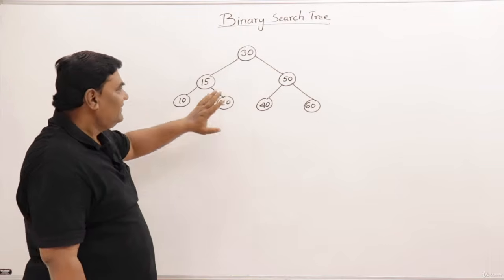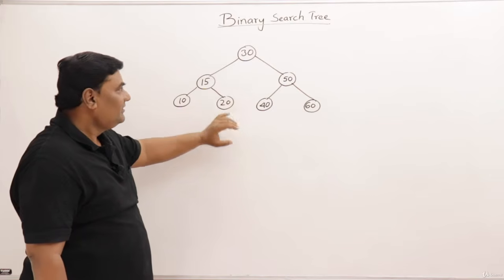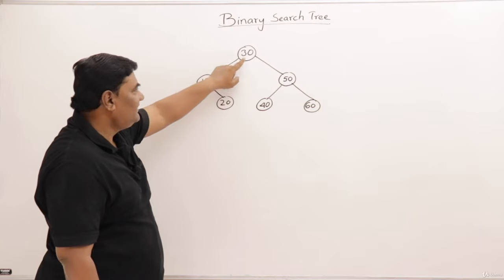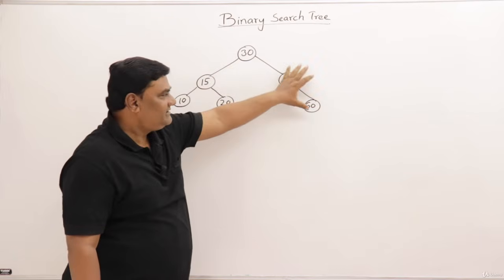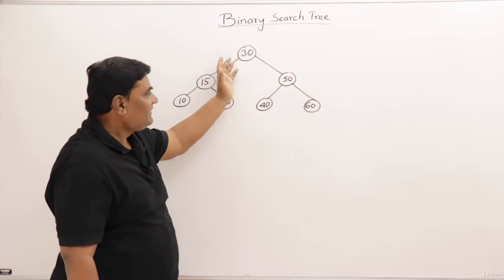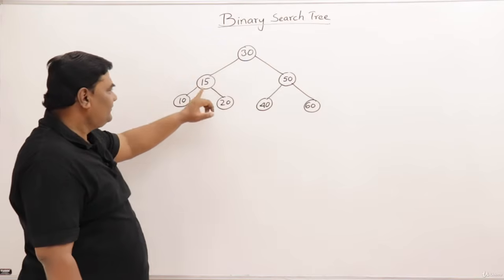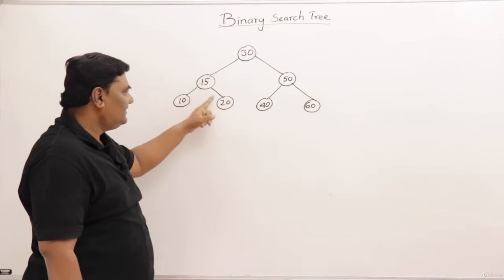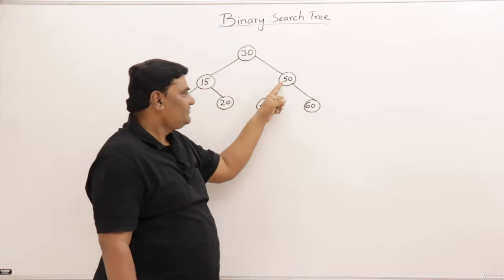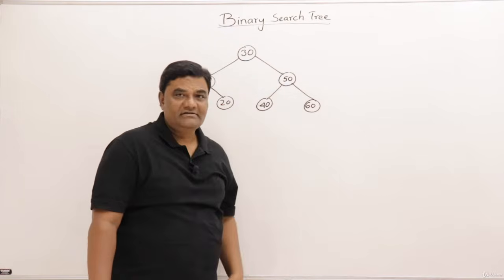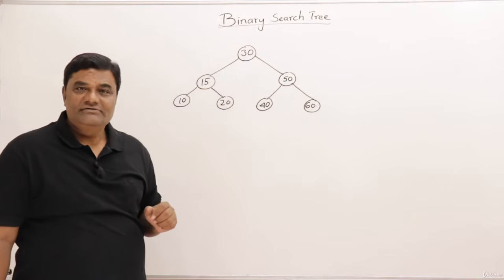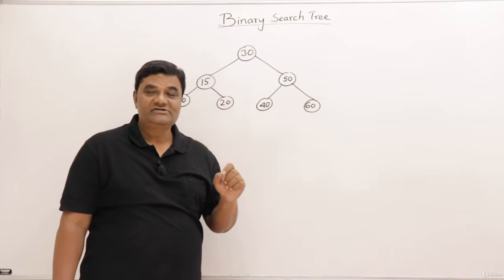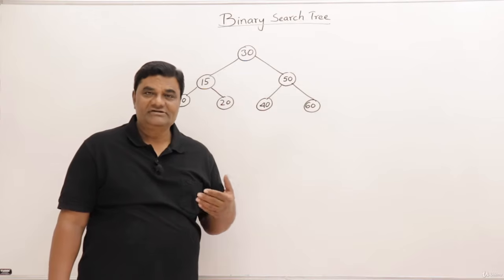Let me define it. It is a binary tree in which for every node all the elements in its left subtree are smaller than that node and all the elements in the right subtree are greater than that node. So if you look at this also, in the left subtree there is only one element that is smaller, and here the element is greater. For this node, this is smaller and this is greater. So this binary tree is useful for searching. That's why it is named as binary search tree. How it is useful for searching, I'll explain.